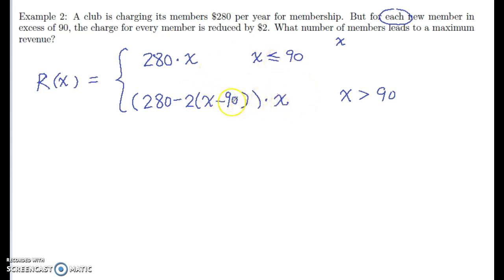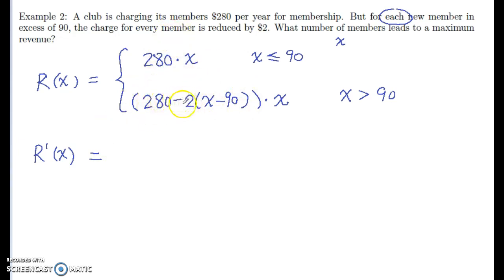Now since there's only one variable, we can take the derivative. So R prime of X. And you don't need to worry about this part because it's an increasing function. So the maximum on this piece is X equals 90. We want to find a critical number for the second piece. So R prime will equal, or let me simplify it first, right?